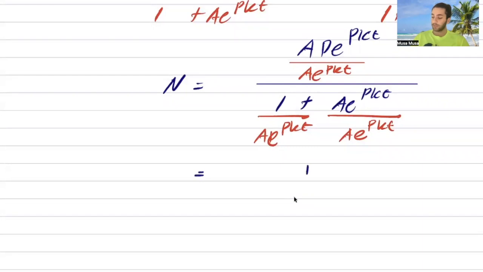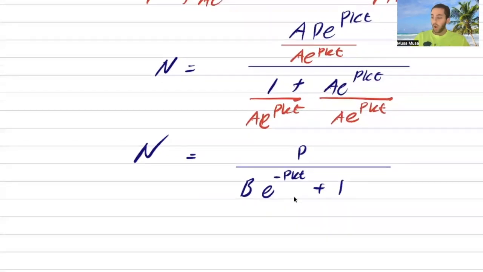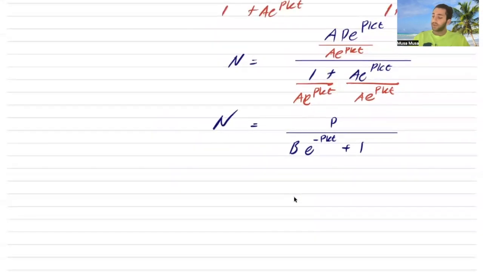So then this is going to be p over. Now we have e to the minus pkt. That's this thing. But 1 on a is a constant anyway. So 1 on a is just a new constant. So I may as well just write it as b, and then plus 1. And there you go. This is our exponential form. So that's that. Now I think we need to be able to find the values of b and k.